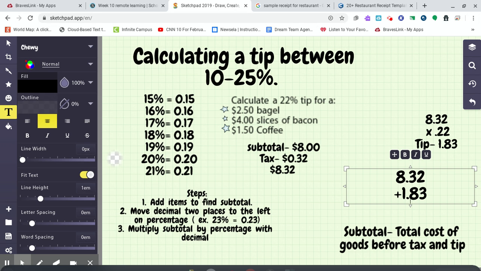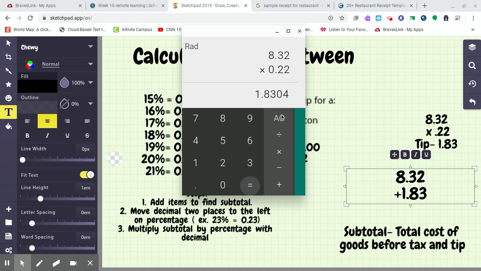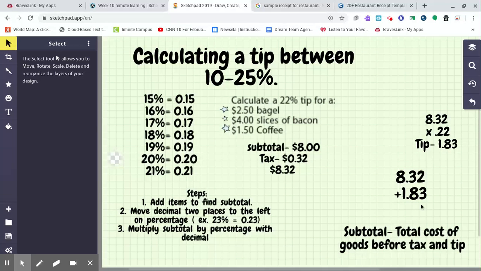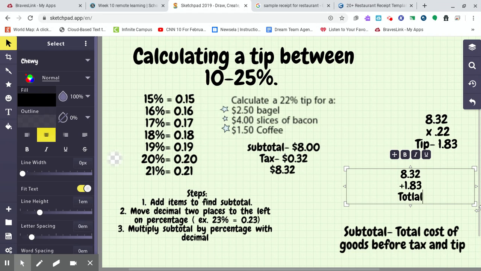And our total today will be, let's go back over here, clear that out, 8.32 plus 1.83 equals $10.15. So then my total, so my actual total, the amount of money that I would owe at this restaurant would be $10.15. So that's tax, tip, and everything.